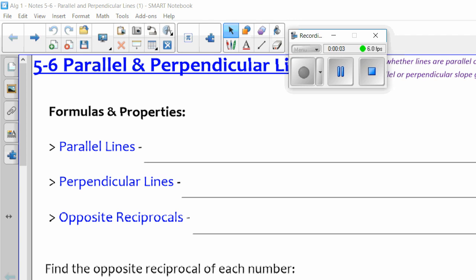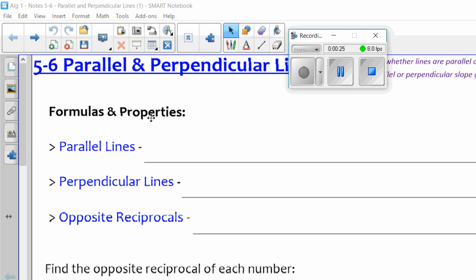Okay, everybody, this is chapter 5, section 6. We're going to look at parallel lines and perpendicular lines on a graph, okay? Not too sure if we've really been exposed to what parallel lines and perpendicular lines are. So let's just make sure we all understand it before we move on, okay?